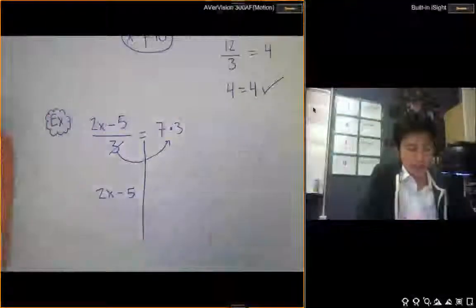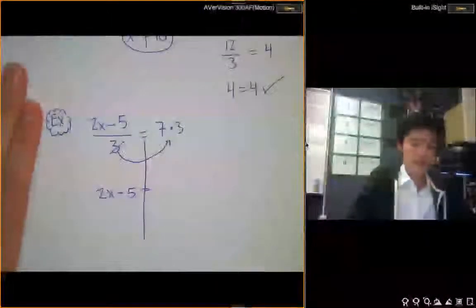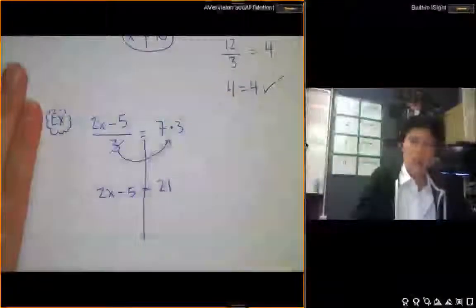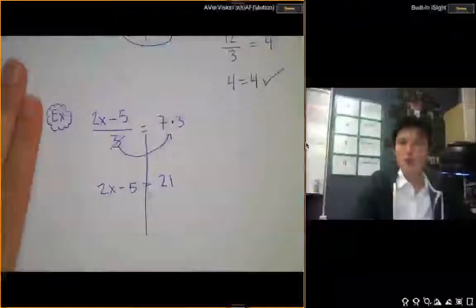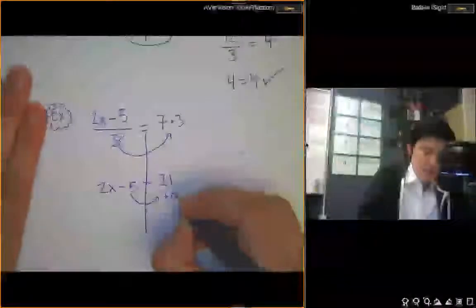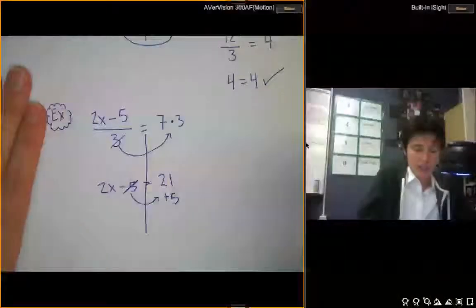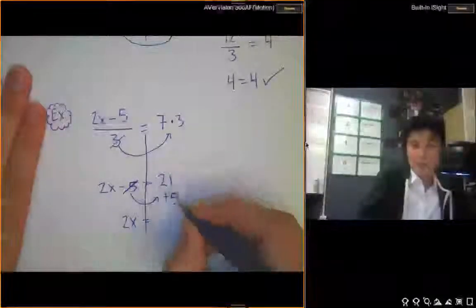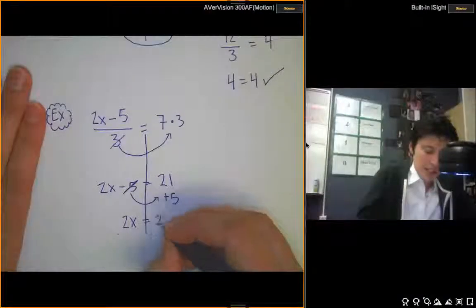We didn't want that fraction. And now we just have 7 times 3, and 7 times 3 is 21. So 21. Now it's turned into a problem that I know how to do. I'm going to take the minus 5 and flip it over, so it becomes a positive 5. Cross it out because it flipped. I still have 2 x's. And 21 plus 5, add that up, is 26.